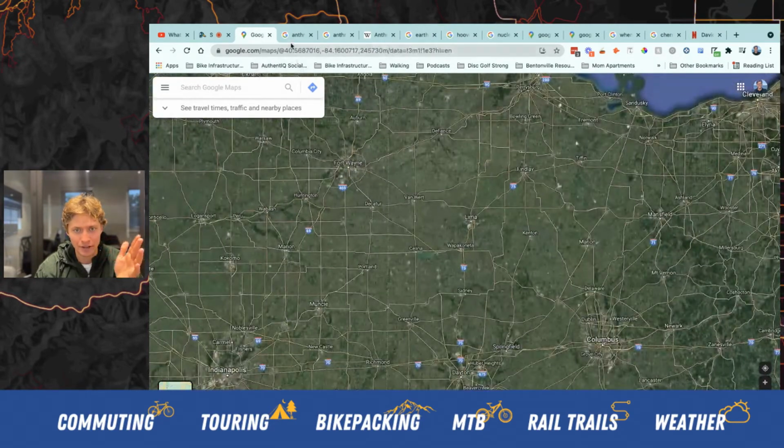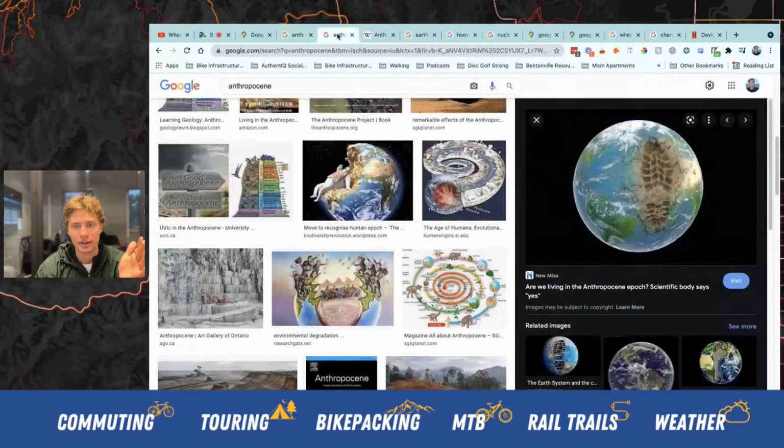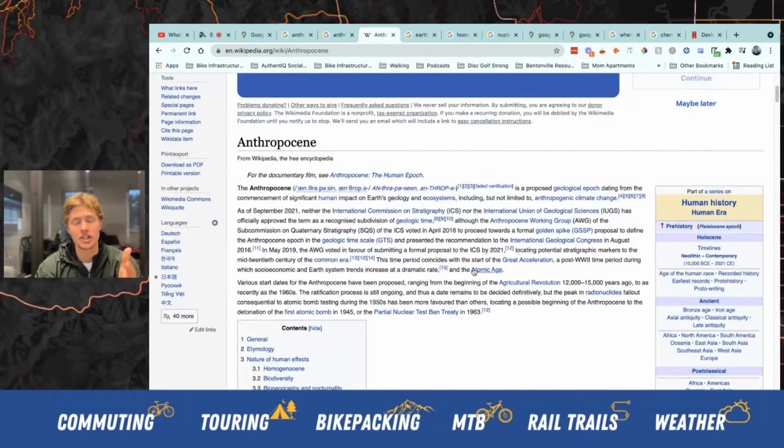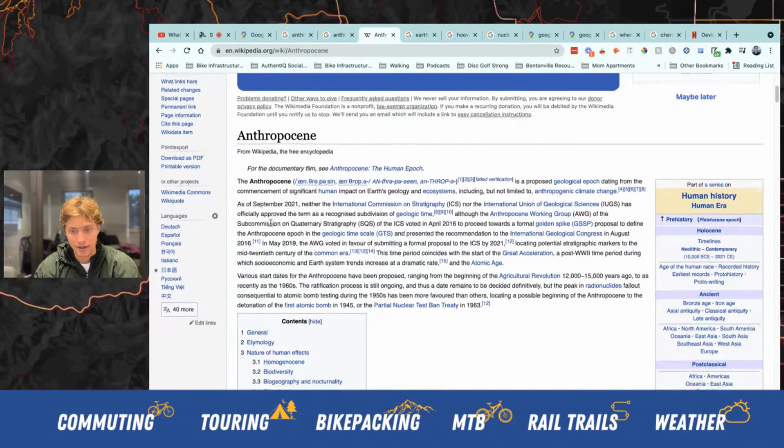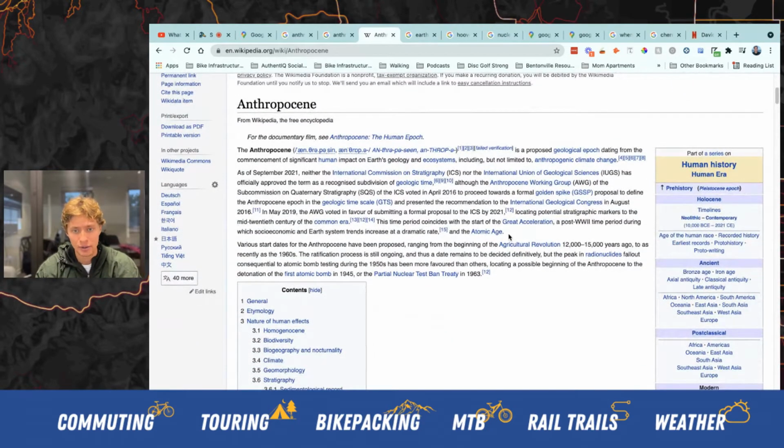So Anthropocene is essentially all about how humans are the dominant force in shaping what the world is to become and in shaping climate change and shaping the environment. And I'm on Wikipedia here. As far as the time period, it's kind of argued. The start date has been proposed as ranging from the beginning of the agricultural revolution, when we started planting things and staying in one place about 12 to 15,000 years ago, to as recently as the 1960s. And it mentions atomic bombs and fallout.